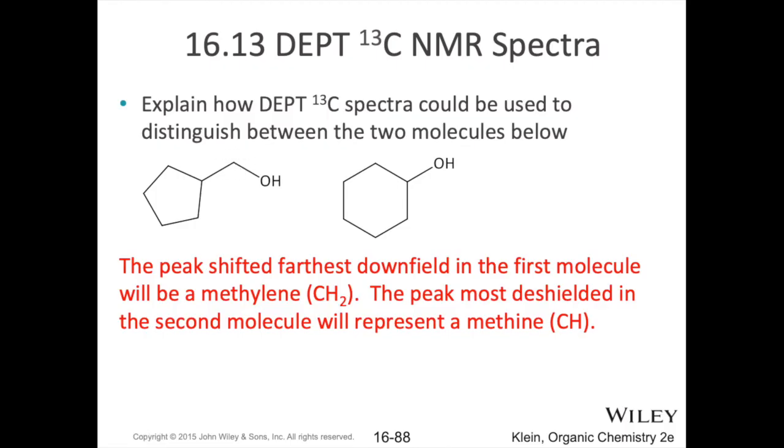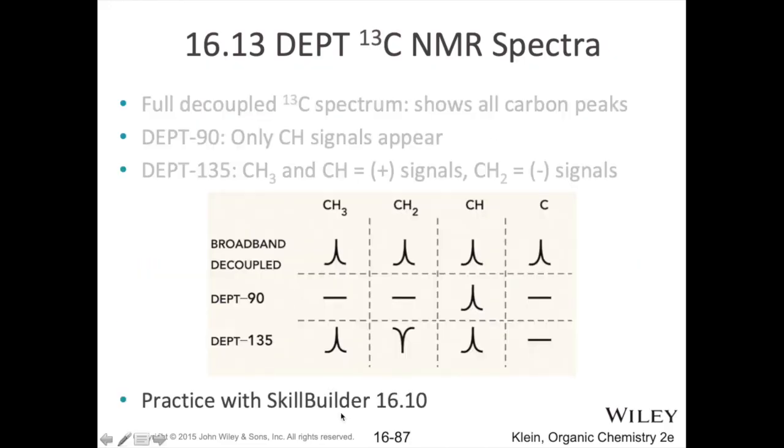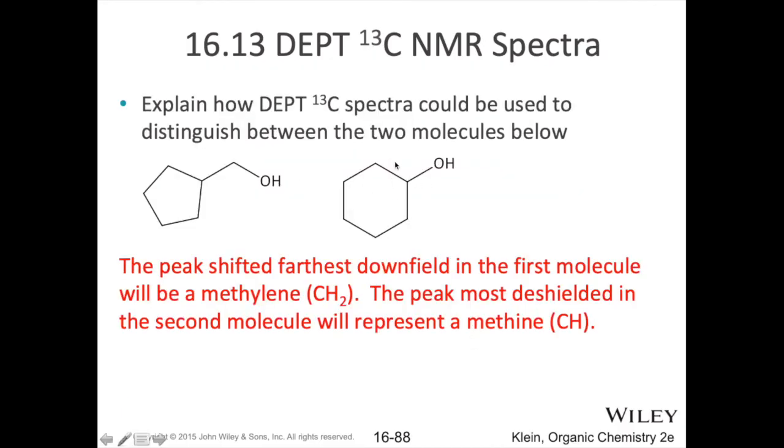In order to distinguish these, of course, you need to run this as a DEPT 135. So if I go back 2 slides, you can see that those CH2s will show up as negative peaks, right? Peaks that are pointing downwards below your x-axis, whereas that methine peak would be the only positive peak. Okay, so that would be relatively easy then to distinguish them. So if you see that sole positive peak furthest downfield, then you know it is cyclohexanol over here.